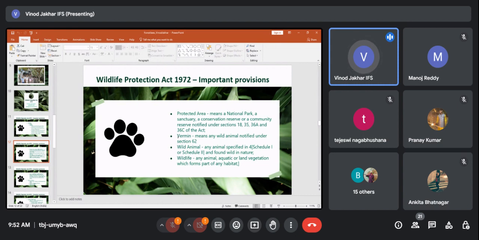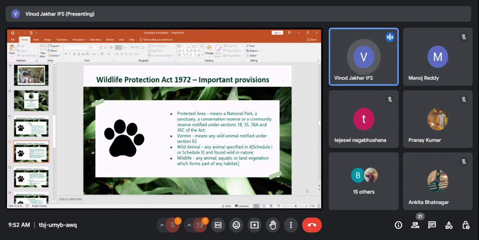And then vermin. This is a very favorite question of interviewers. They can ask you, what is a vermin? And straight away say that legally, it means any wild animal which is notified under Section 62. And behaviorally, it is any animal which has become problematic for the people, destroying their crops and all these things. And plus, it is not included in Schedule 1.